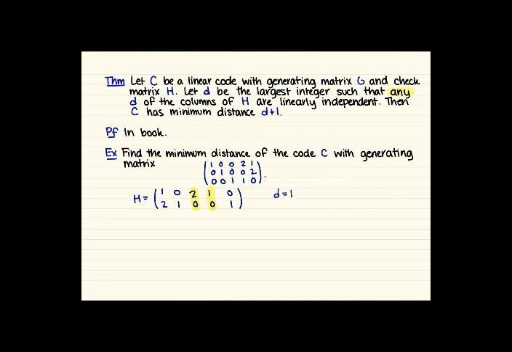So d equals 1 here, since we can find 2 columns where they're linearly dependent. So d equals 1, so that means that the minimum distance of the code is 2, which is d plus 1. So this gives us a nice quick way to figure out the minimum distance of the code, and remember that was important from theorems that we had earlier in the course about how many errors we can detect and correct. So this is a nice way to figure out the minimum distance of a linear code.